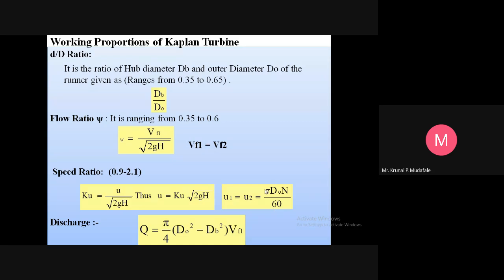As we know, the outer diameter we have to consider, because the velocity of the runner is important here. So whenever you want to find the peripheral velocity, you must calculate pi Do N upon 60. Do is the diameter of the runner, not of the hub. Please concentrate on the two diameters available. Don't be confused: one diameter is for the hub and another is for the runner, and that ratio is Db by Do.